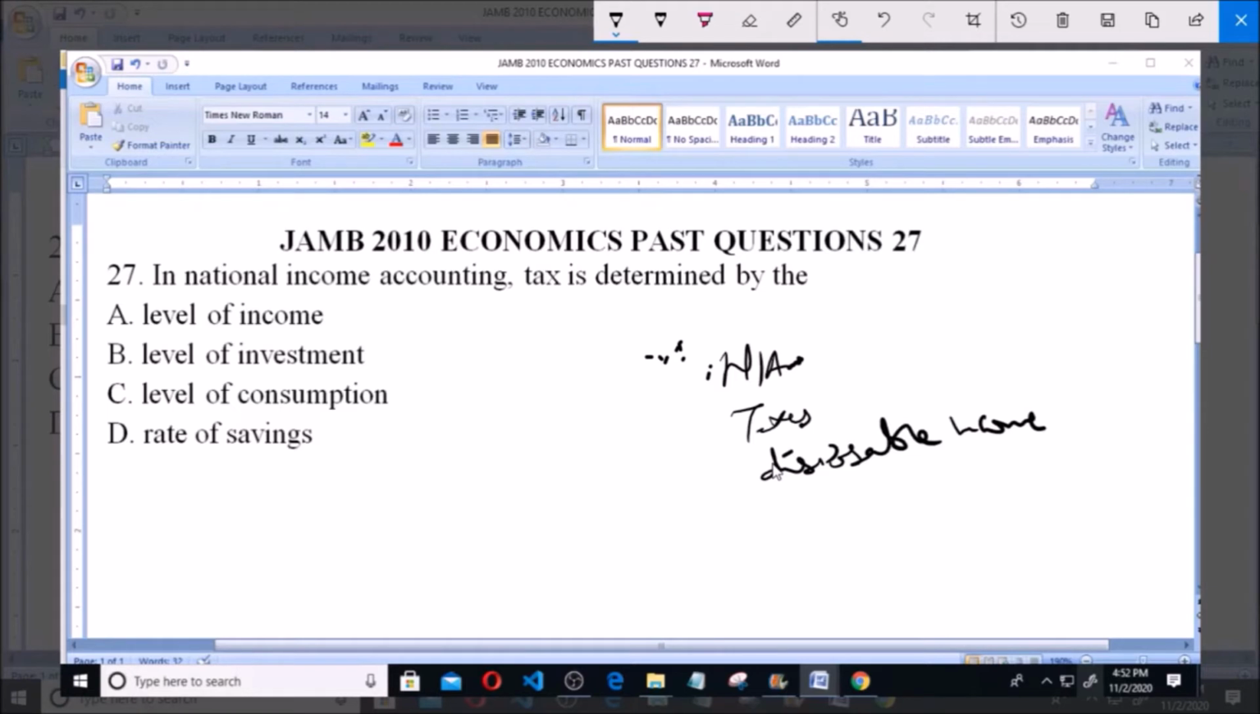So our options: A says level of income. Option B says level of investment. Option C says level of consumption. Option D says rate of savings. From our definition, it deals with level of income. So option A is the correct answer.